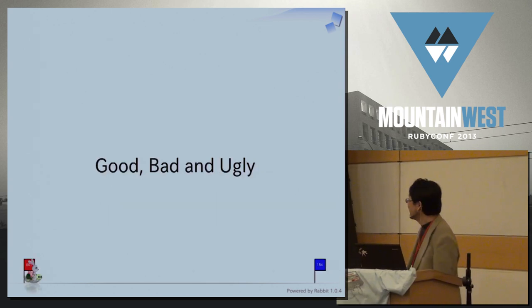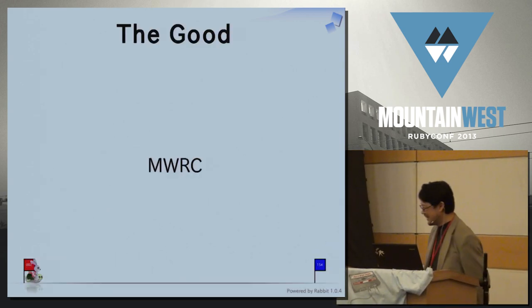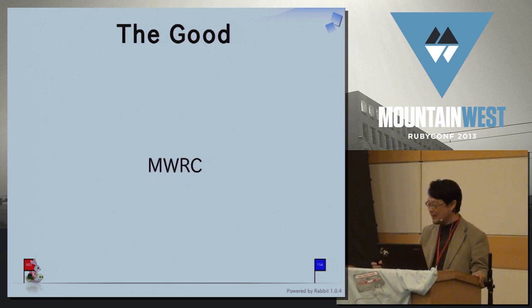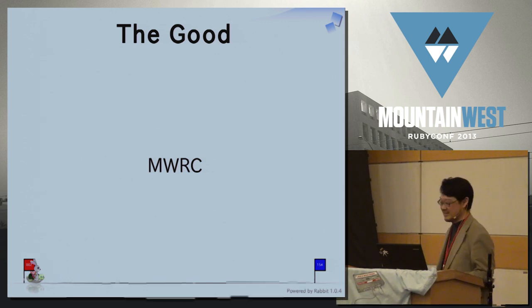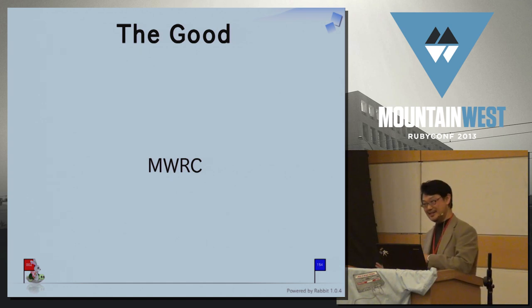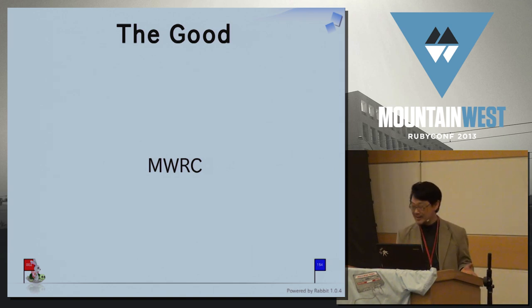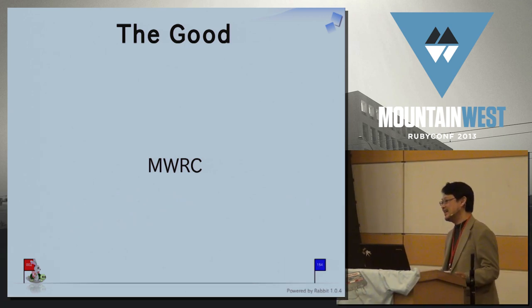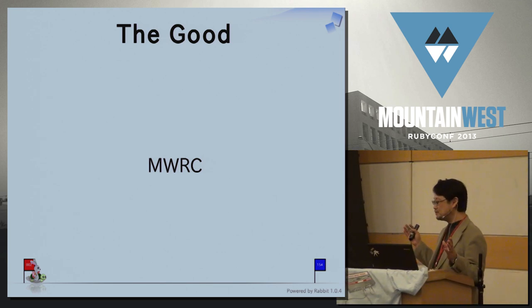Okay, let's start. The good, bad, and ugly. The good thing is the MountainWest Ruby Conference. You know, I'm a Mormon, so in this conference, many of you are also Mormons. Of course, this is Salt Lake City. But back in Japan, virtually no one in the community has the same face as me. So this is kind of weird, and that's good. And besides that, the hospitality of this conference is great.